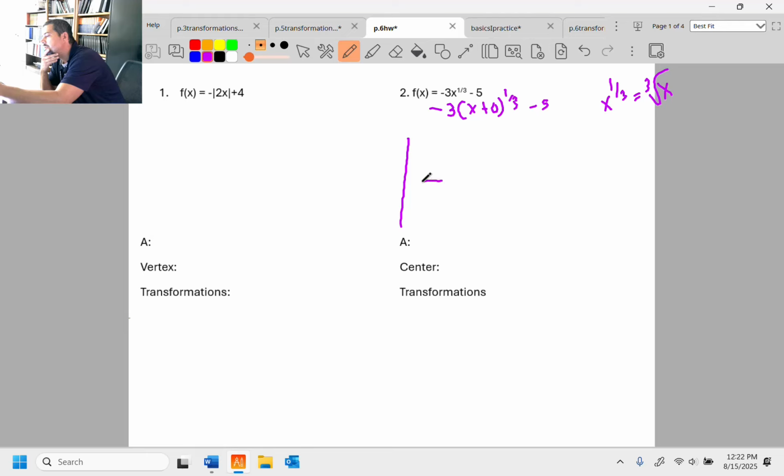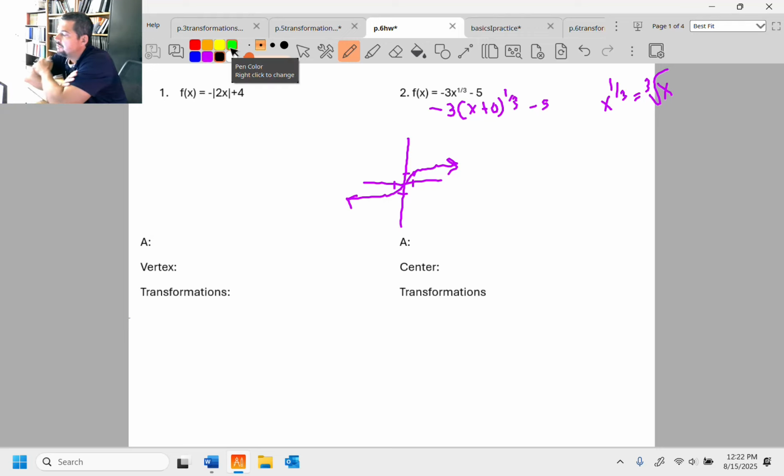Now the instruction set was to graph mom. So I'm going to graph mom first. This is mom. That's what mom looks like. For some reason my hand's a little shaky right now. Probably too much caffeine. And let's graph the child.